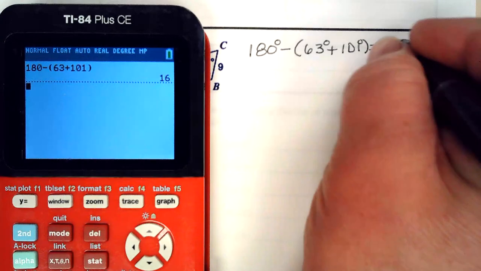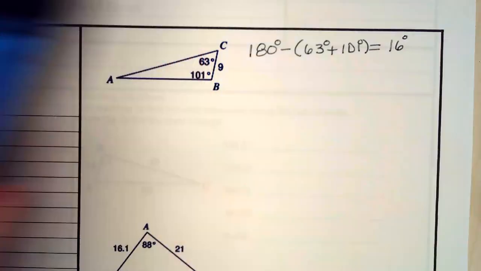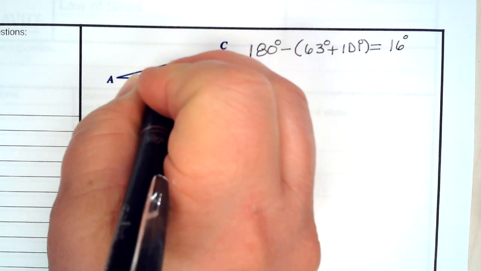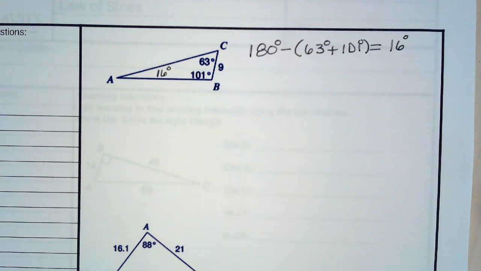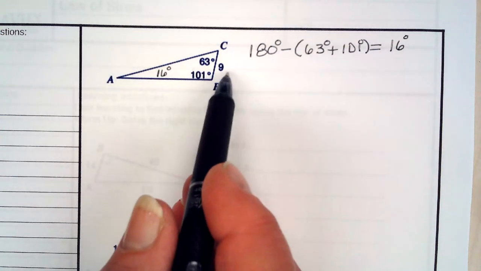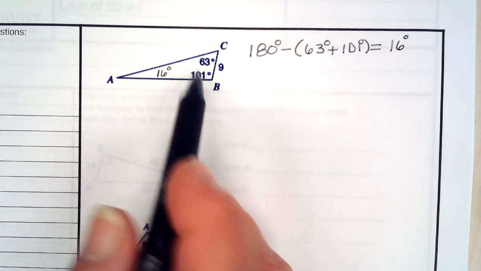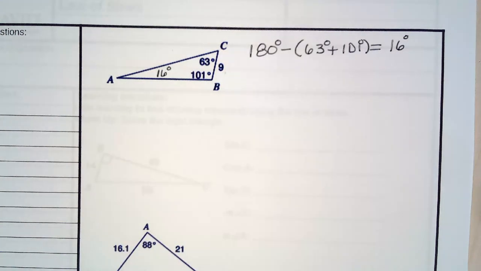16 degrees. So that third angle is 16 degrees. Now, if I'm looking at this and thinking logically, my smallest angle gives my smallest side, my bigger angle gives my bigger side, the largest angle gives the largest side. Your angle measures will tell you which side should be the largest.